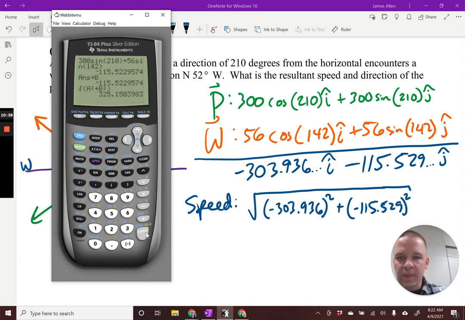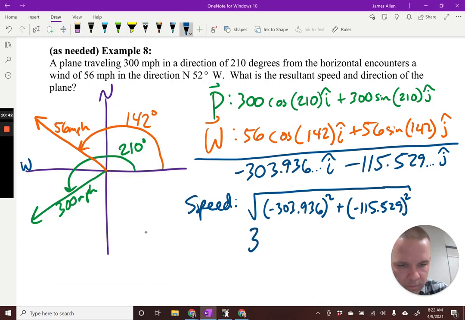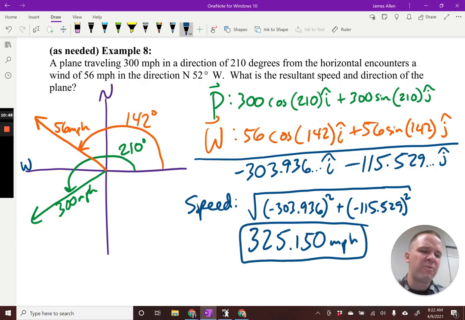And we end up with 325.150 miles per hour, right? 325 what? Gotta have them units. Miles per hour. Woo! Alrighty. Now, what direction is this thing going, right? Well, I don't know. I'm guessing, since the wind is coming like this, it's going to be a little less than 210 degrees, but let's find out.